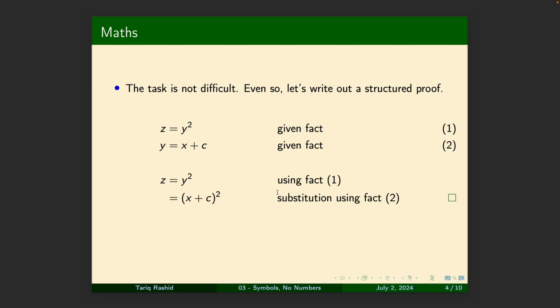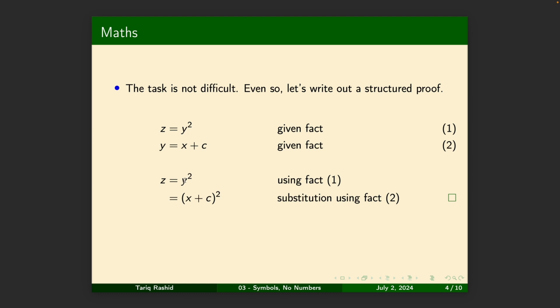Then into the main body of the proof, we start with z. And what is z? It's y squared. Why is that? Because of fact 1. Now that might sound like being really pedantic, but again, it's the kind of thinking we want to get into because it'll help us write Lean proofs.